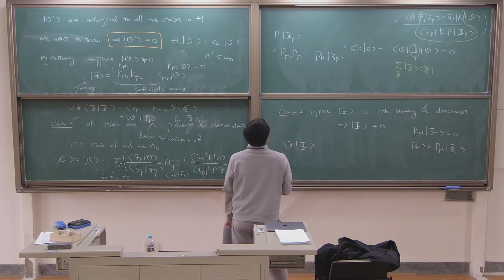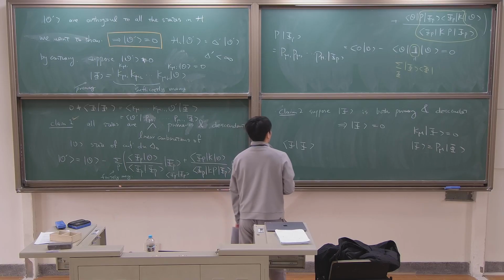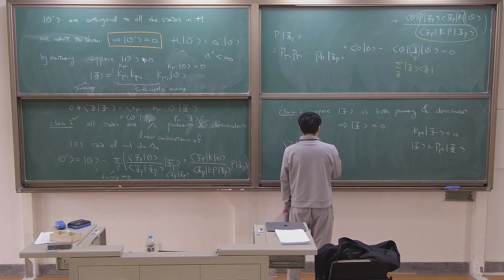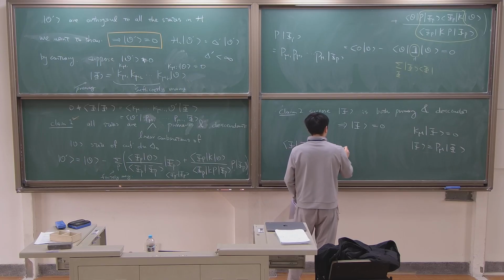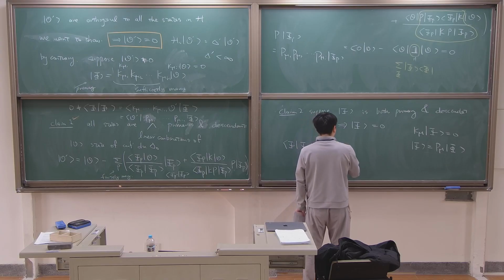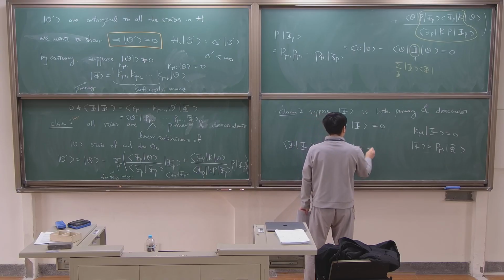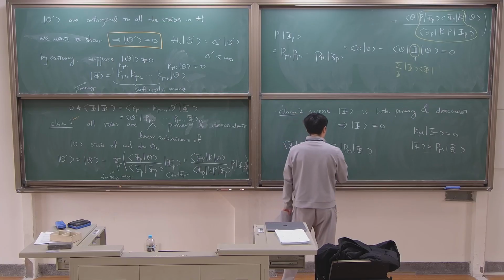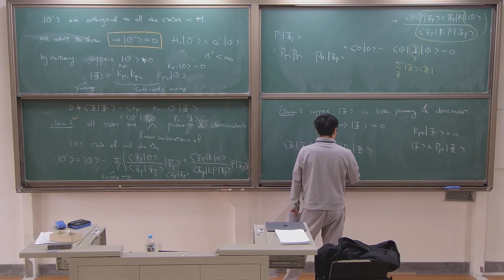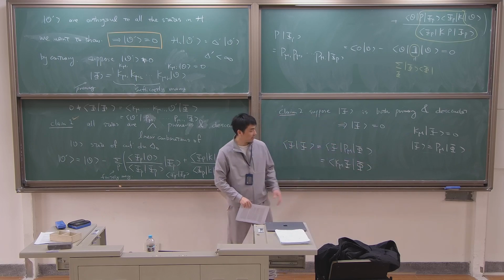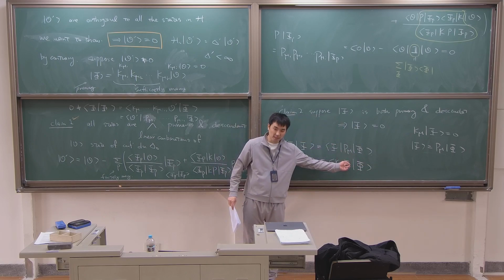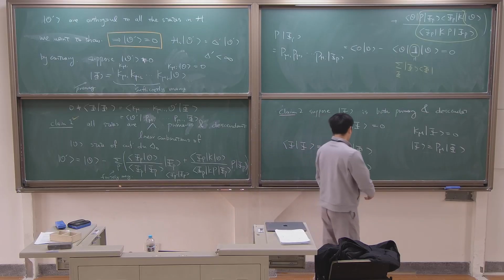Did I erase? Okay. The inner product of psi with psi is equal to psi with P mu of phi. And this means that K mu acts on psi and phi. But now we know that K mu annihilates psi, so this is equal to 0.